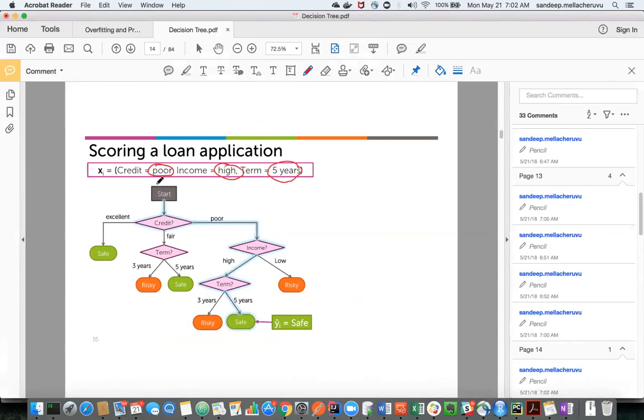Now again, the same way we can go. Always start with the root node. There is nothing to do in the root node anyway. Then go to the credit. What is his credit? Poor. So you should take this branch. Then for income, again go back and check your application. Income is high. So you go to this branch. And then again, the term is 5 years. So you go to this branch. So your decision is going to be safe, which means you are going to approve that person's loan and tell him that your application is processed. So once the decision tree is built, this is how you can score his application and give a decision automatically.